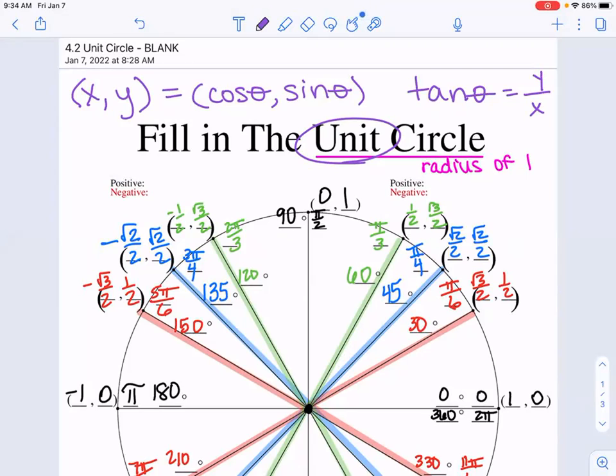This is how we use the unit circle. X, y, cosine, sine. Do you notice how both of those are in alphabetical order? X, comma, y, alphabetical order. Cosine, comma, sine, alphabetical order. That's how you can keep that straight. And then tangent is y over x.